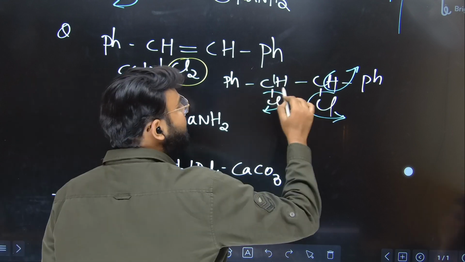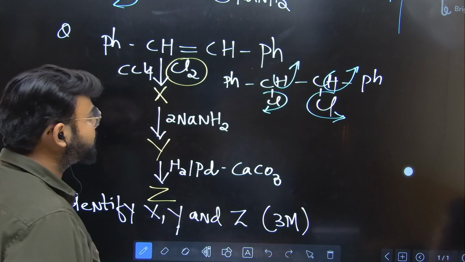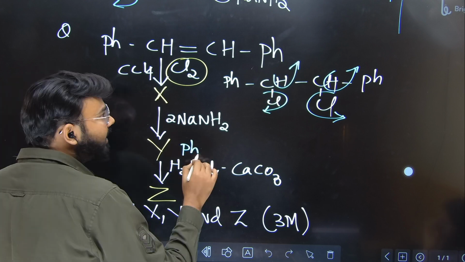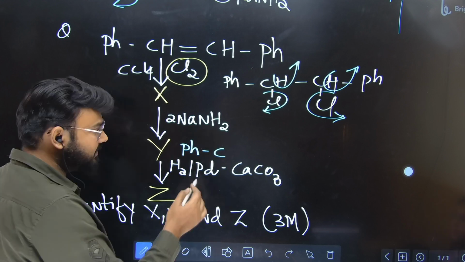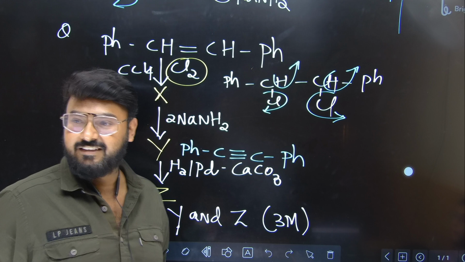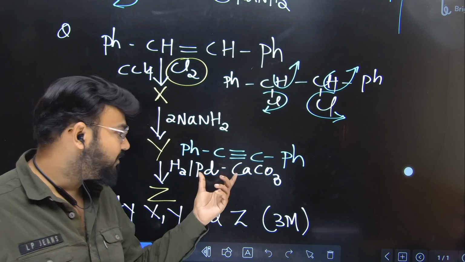Ananya, you getting it? Advitya, yes. Tanuj, Shreya, you getting it? So it means our Y compound is PhC triple bond CPh. Pranav, see this carefully. PhC triple bond CPh. So this is what we'll get. Am I right? Now coming to the final part.